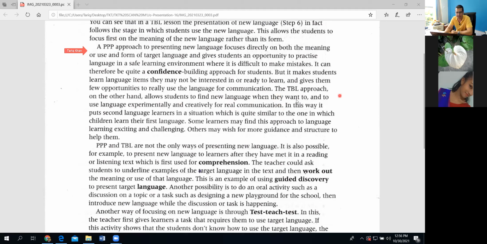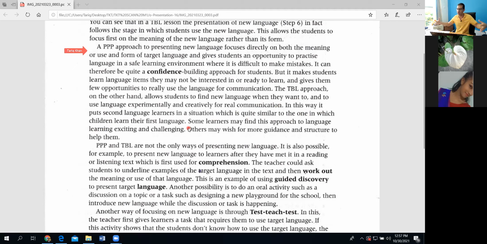Now, the TBL approach, on the other hand, allows students to find new language when they want to and to use language experimentally, creatively, for real communication. Now, if you see in the TBL method, she has given them a discussion. So when you are doing a discussion, you are using the language, and whatever is in your mind about the language, you are using it to communicate. You are not restricted there. All right. So now what happens when they want to and experimentally find? In this way, it puts second language learners in a situation which is quite similar to the one in which children learn their first language.